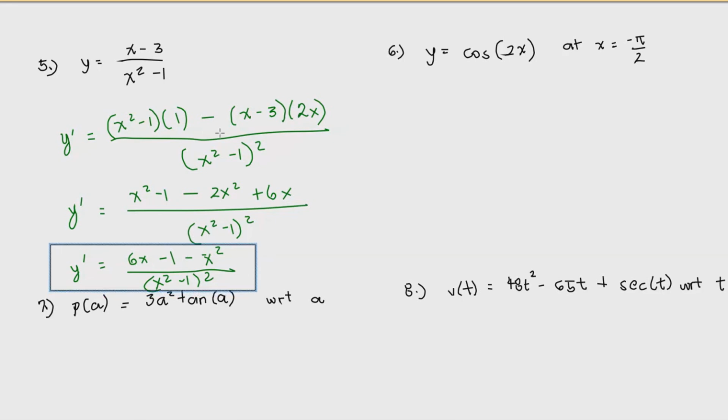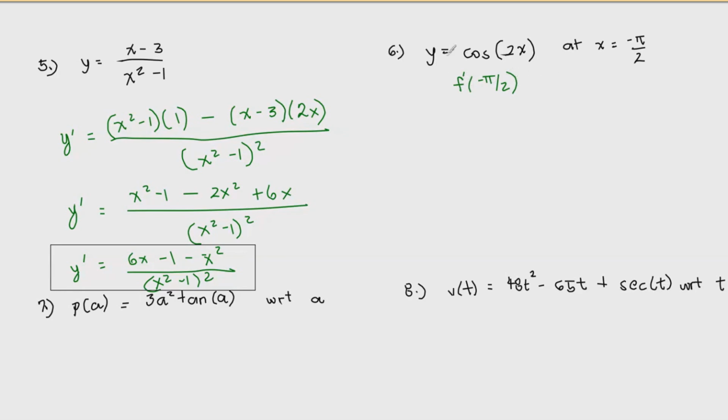I hope I don't mess up this next problem. So number 6, what we have here is a trig function, wherein the function inside is 2x, and it says here that x equals negative pi over 2. So we can simply represent this as f prime of negative pi over 2. So it's something like this.